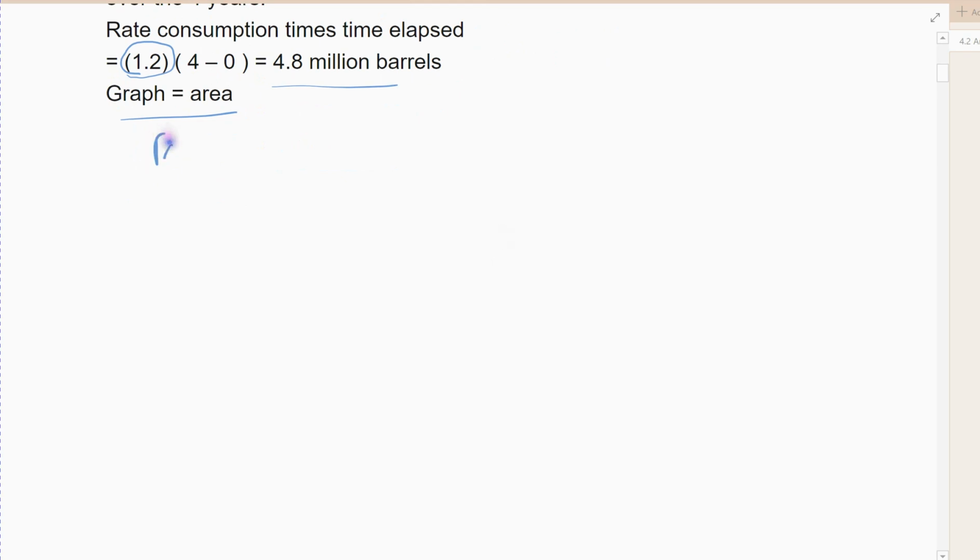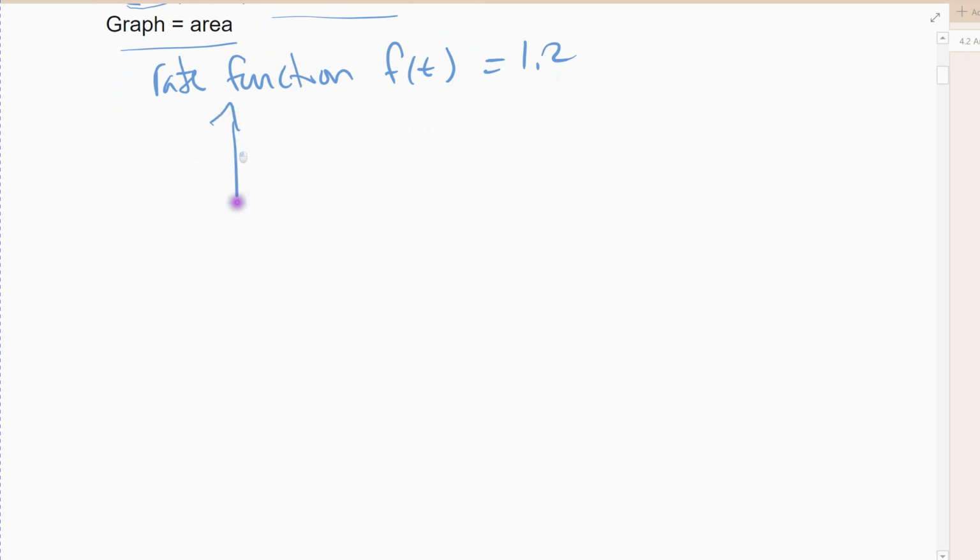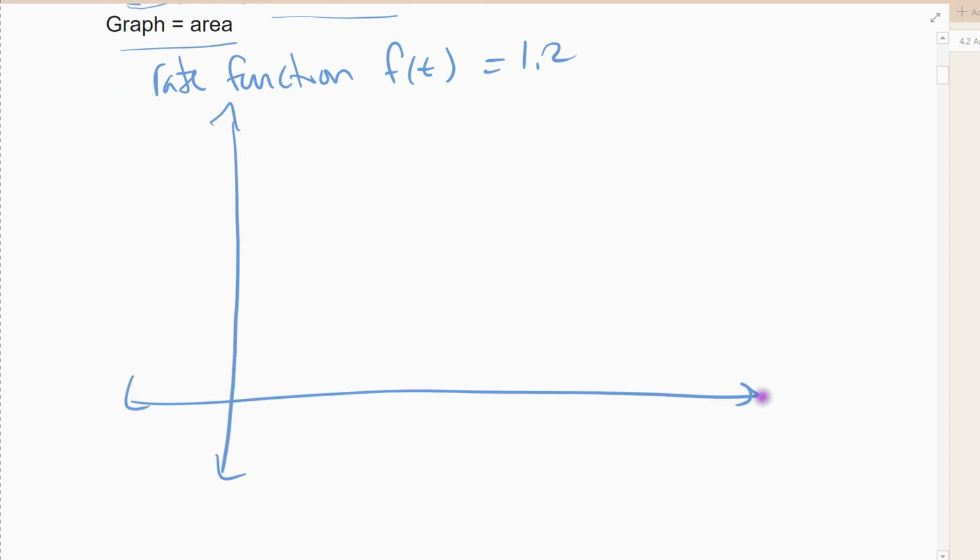So remember the rate of change function, f of t, was 1.2 million barrels of oil per year. And so again, if I draw that out, this would be time in years. And again, it's only over 4 years, so my function's going to start at 0, stop at 4. This would be the million of barrels of oil per year. And so again, I'm just going to mark off up here.